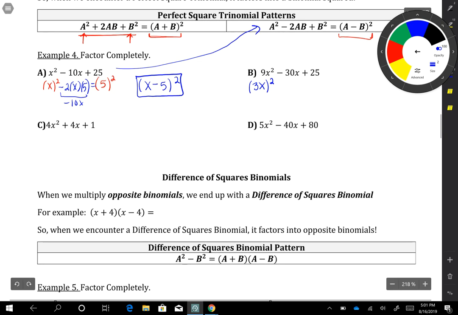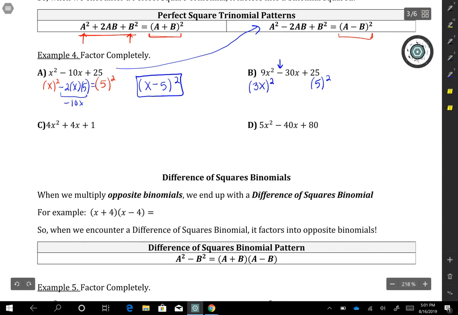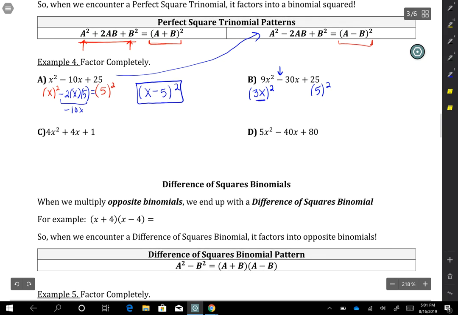25, where we've already encountered this number, we know that its square root is 5, so that would be 5 squared. And we see that our middle sign is negative. So again, this is going to look like the second pattern we have above. Assuming that 3x is our a value and 5 is our b value, this would factor to 3x minus 5 quantity squared. And you can just double check and make sure that if you took 2 times 3x times 5, that you would indeed get 30x. 2 times 3 is 6, times 5 is 30x.